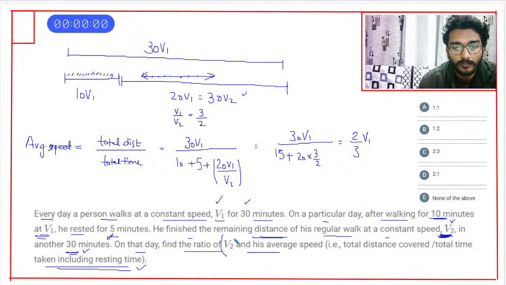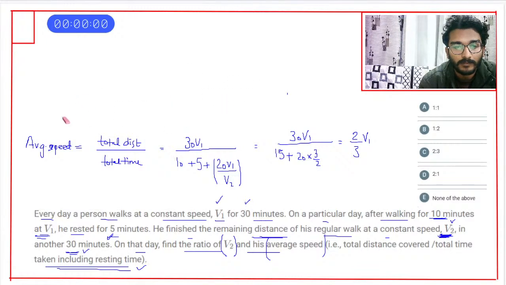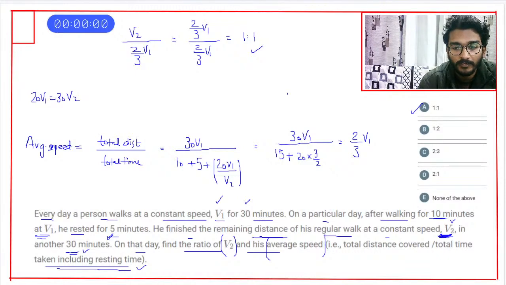We have to find the ratio of v2 and the average speed. So the final answer would be v2 with respect to average speed. Average speed is 2 by 3 v1. And we know the relation between v2 and v1. The relation was like this: 20 v1 equals 30 v2. So v2 upon v1 is 2 by 3. So that's 2 by 3 v1 over 2 by 3 v1. So the answer is 1:1. So that's our answer for this question. It's a free flow question. Moving to the next question.